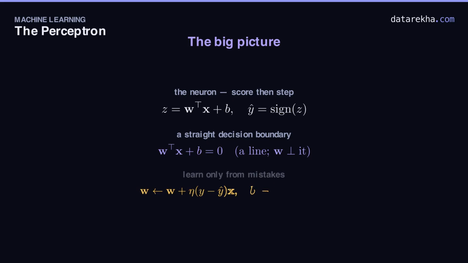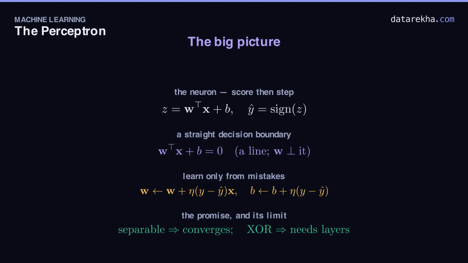It learns only from its mistakes. On every misclassified point, nudge w by eta times the error times x and shift the bias the same way. Correct points, it leaves untouched. If the data are linearly separable, it's guaranteed to converge. If they're not, like XOR, one line can never do it, and you stack neurons into layers instead. That small step is where deep learning begins.